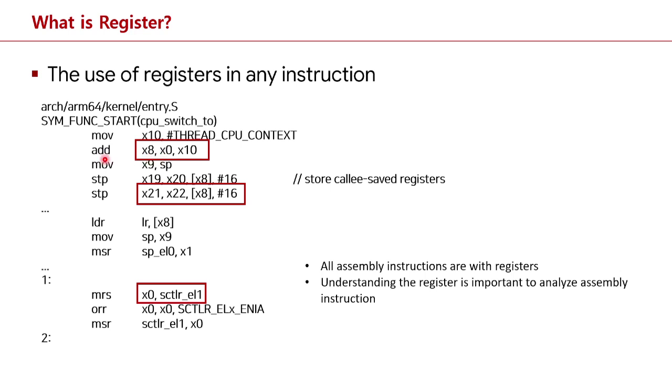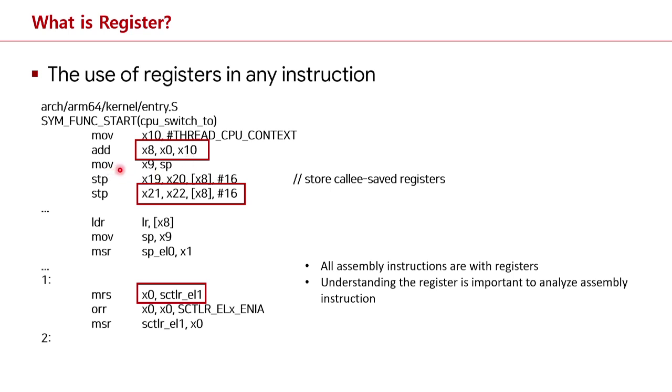Please take a look at this assembly instruction. This is the add assembly instruction. The value of the X0 register and the value of the X10 register are added. The result is stored onto the X8 register. In this case, the registers X0 and X10 are used as input, and the X8 register is used as the result. So this register is called the destination register, and those registers are called the first operand, the second operand, and so on.